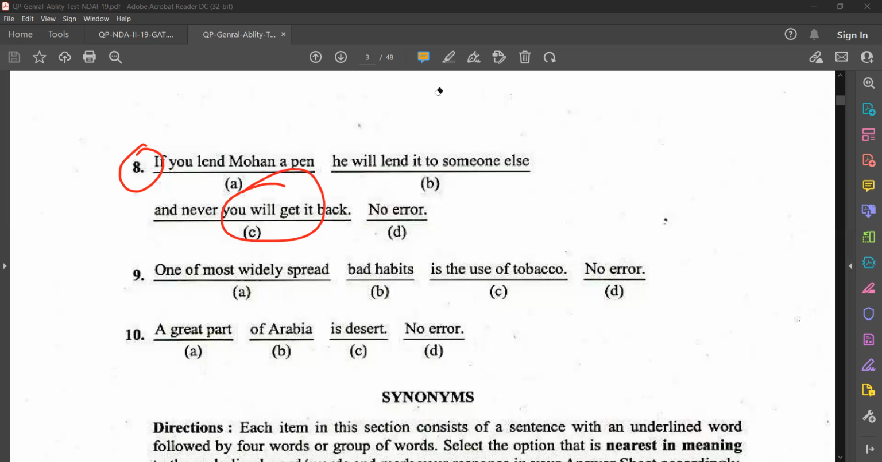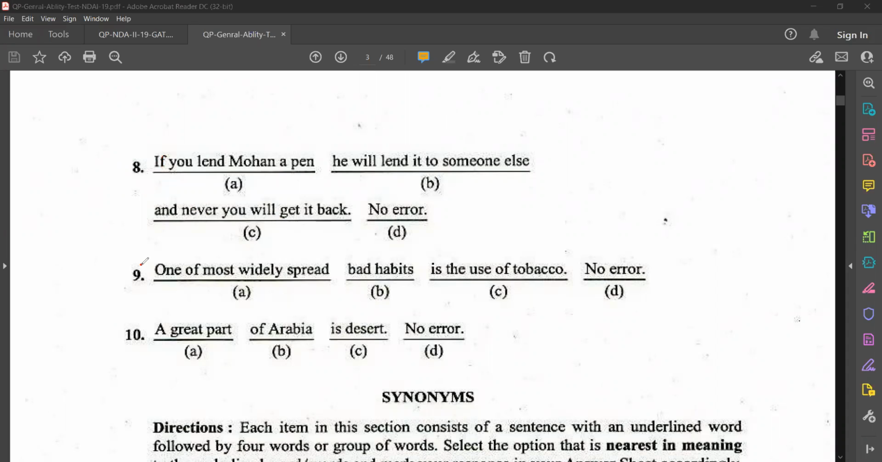That is wrong. See, it should be like, you will never get it back. If you lend Mohan a pen, he will lend it to someone else and you will never get it back. "Never you will get it back" is wrong. So grammatically, the correct form is "you will never get it back". Okay.